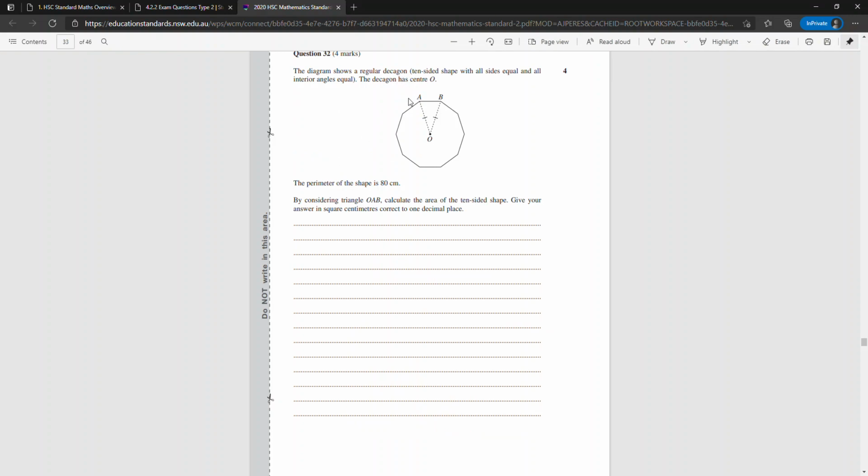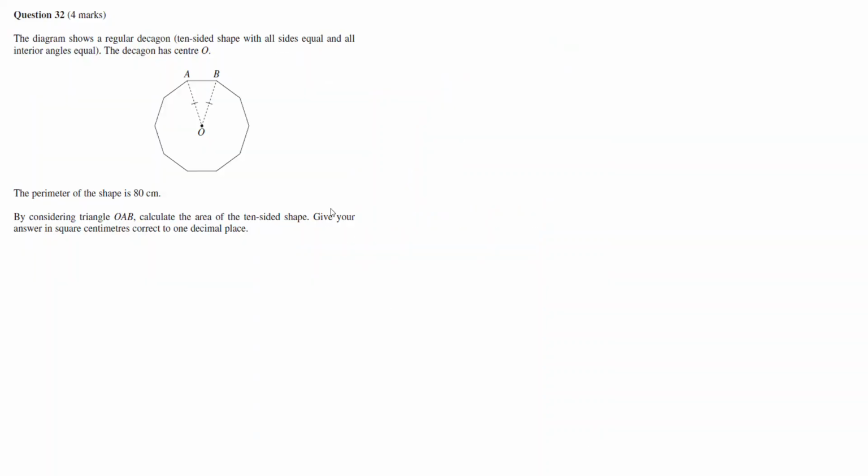What you're given is a shape called a decagon, a 10-sided shape. You're told that the perimeter of the shape is 80, and you need to calculate the area of this shape. Let's take this out. This is more like an application of trigonometry. If you just look at the question, you're not going to be able to figure out that it's actually trigonometry happening here. But you need to break it down into what's going on from the information.